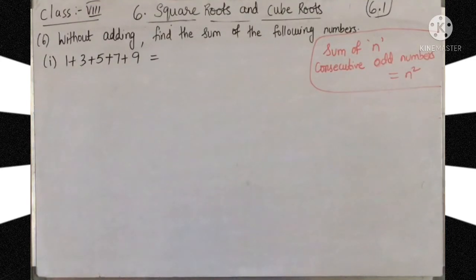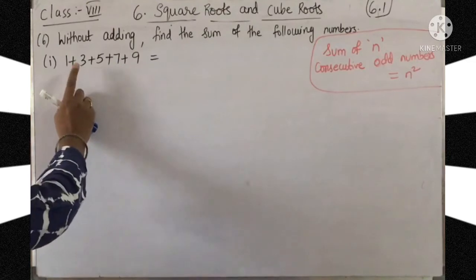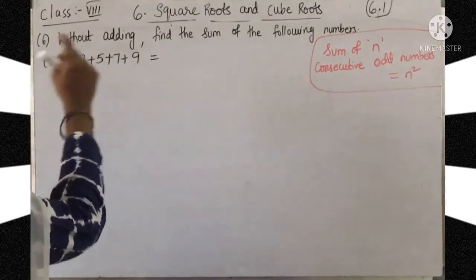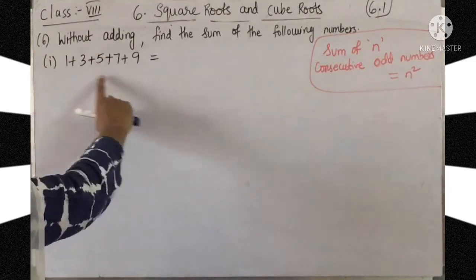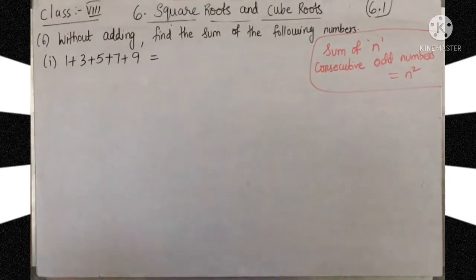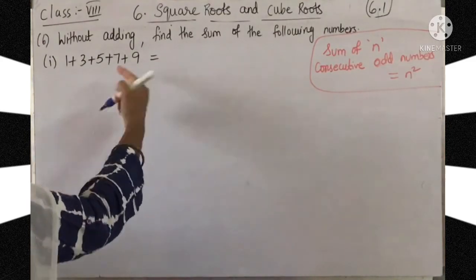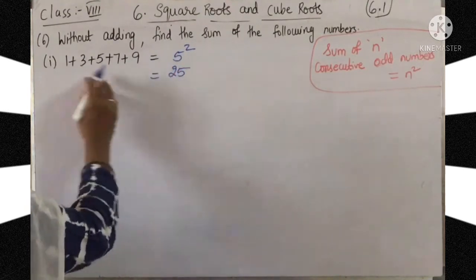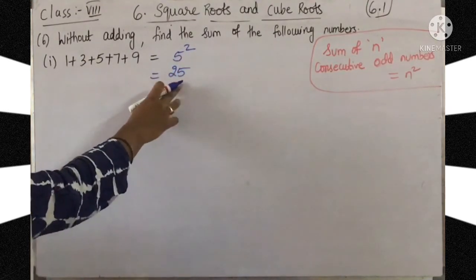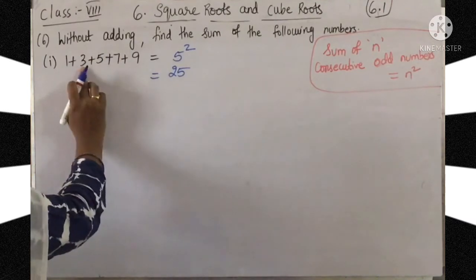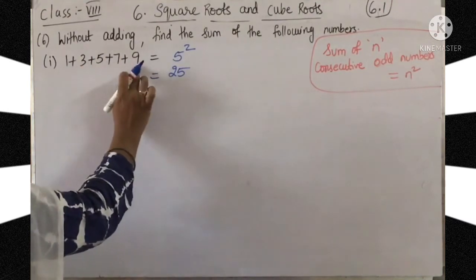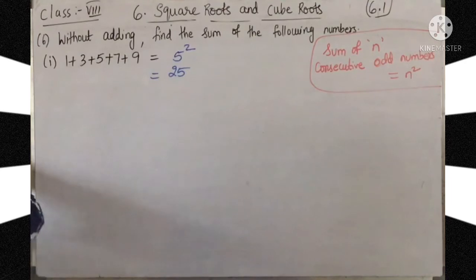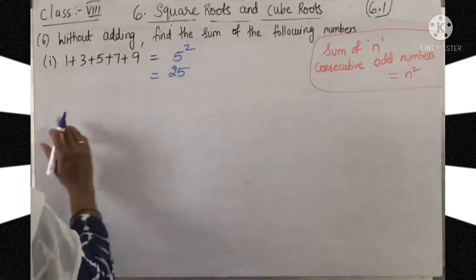So what is n here? The number of odd numbers. How many odd numbers are there here? 1, 2, 3, 4, 5, and all are odd numbers and all are continuous. So in total you have 5 here. So if you find 5 square, that is 25. The addition of these is 25. You can add if you want. 1 plus 3, 4, 4 plus 5, 9, 9 plus 7, 16, 16 plus 9, 25. So you have to remember that formula.